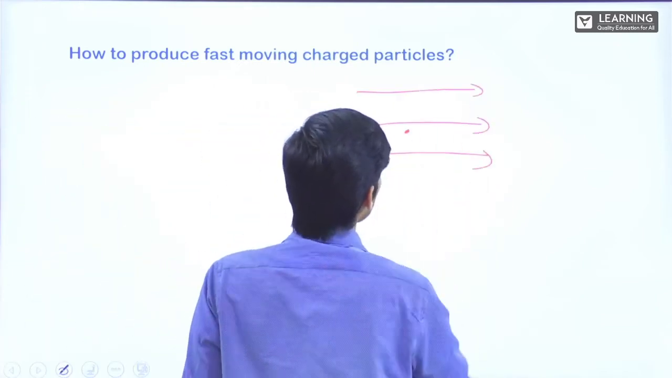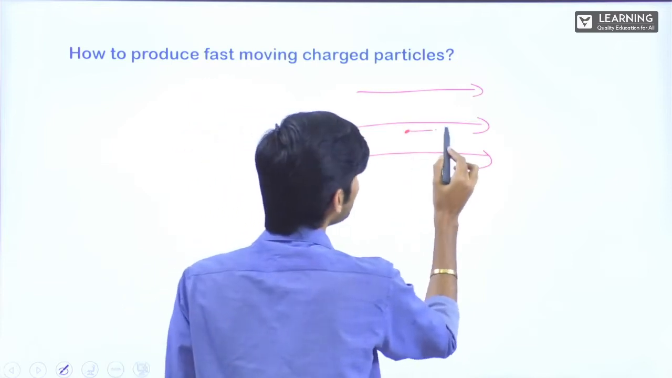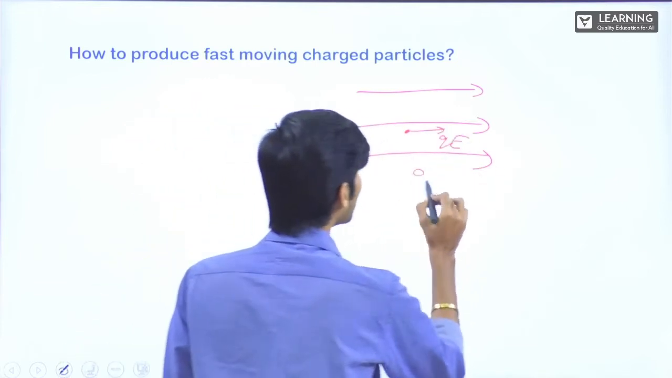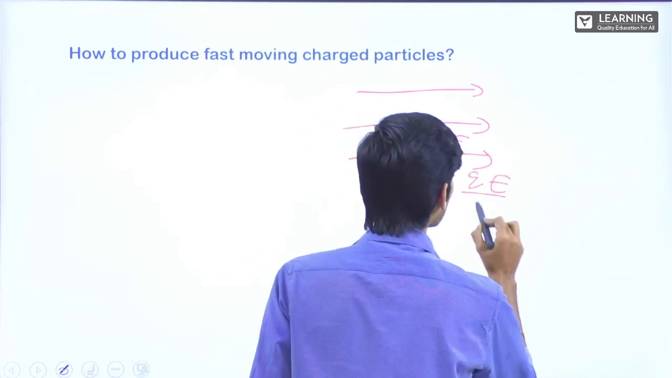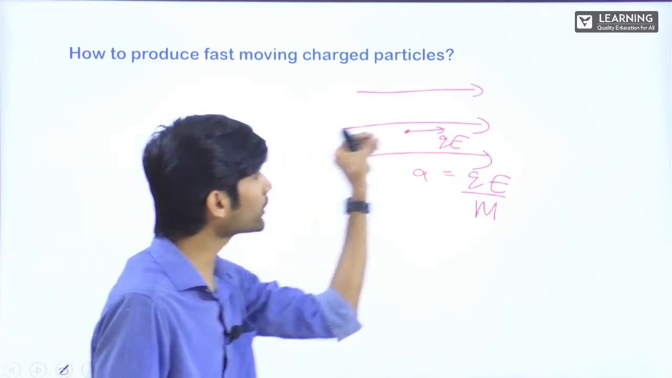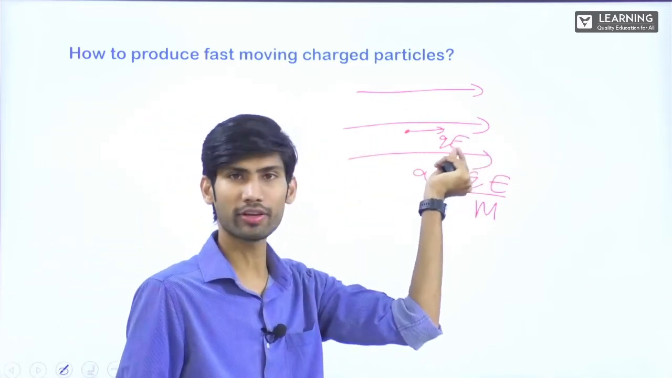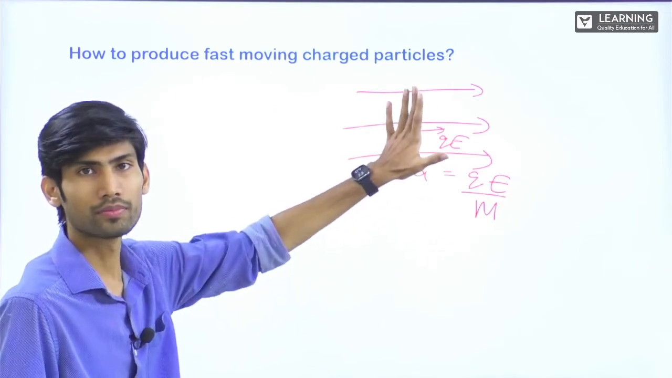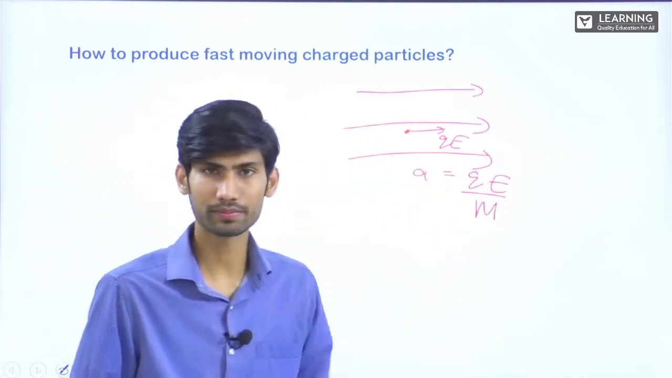Now, if there is a charge, if it is a positive charge, it will experience force QE in this direction. That means there is an acceleration that is QE by m in this direction. So for more duration, if this charge is present in this field, the acceleration will be there on this charge. That means it will gain more speed.